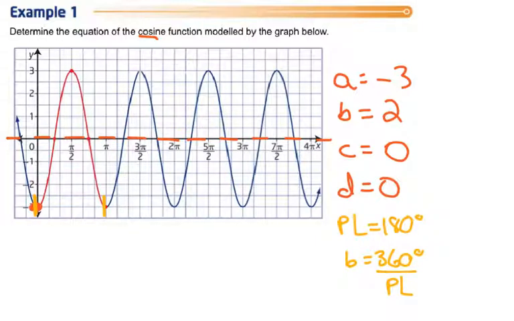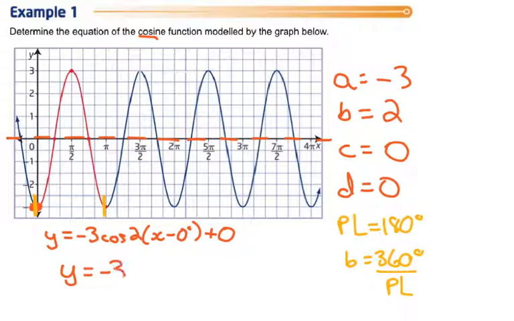Putting those values into the equation, y equals -3 cosine of 2x minus 0 plus 0. Now those zeros are not necessary by any means, so we can just put this as y equals -3 cos 2x.